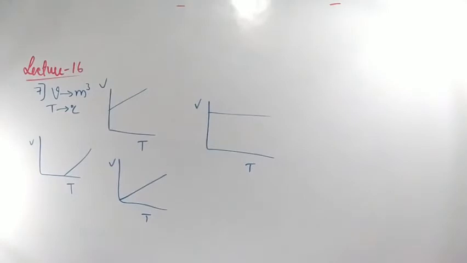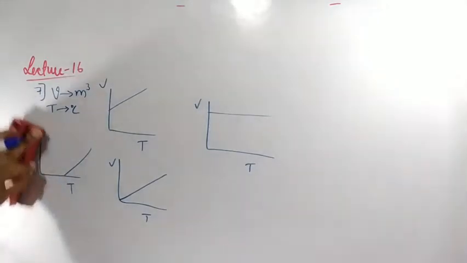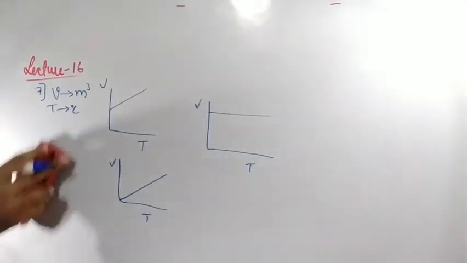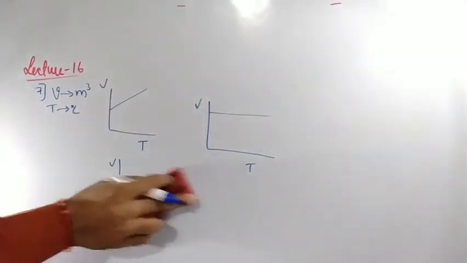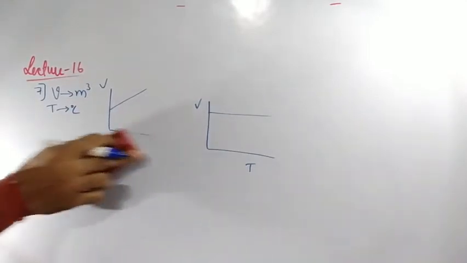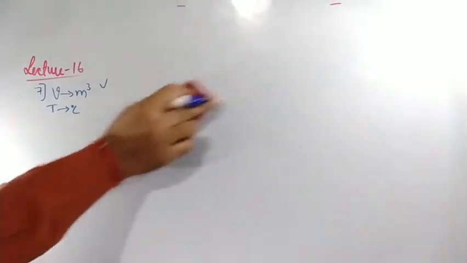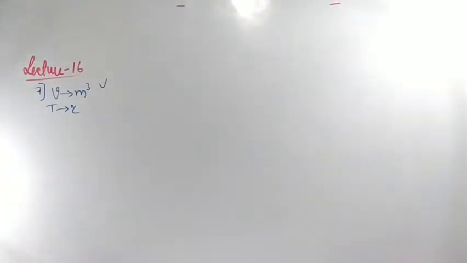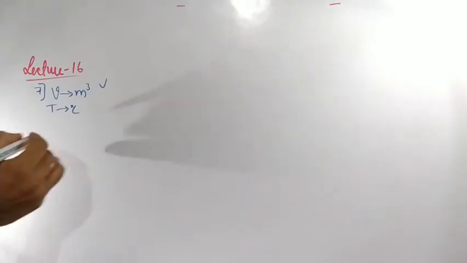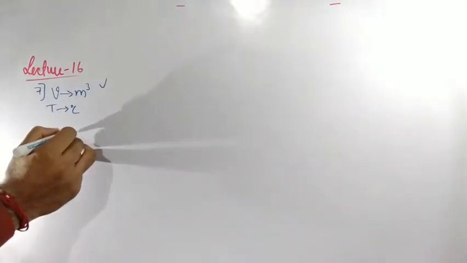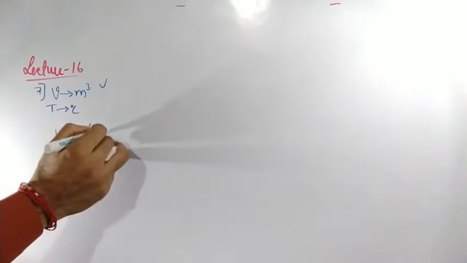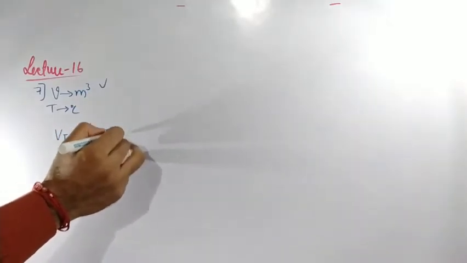If temperature is in degree Celsius, we are going to apply the formula that Vt is equal to V naught inside the bracket 1 plus T divided by 273, which we had discussed in thermal properties of matter. In that concept you will get that formula. Vt is nothing but V naught times 1 plus T divided by 273.